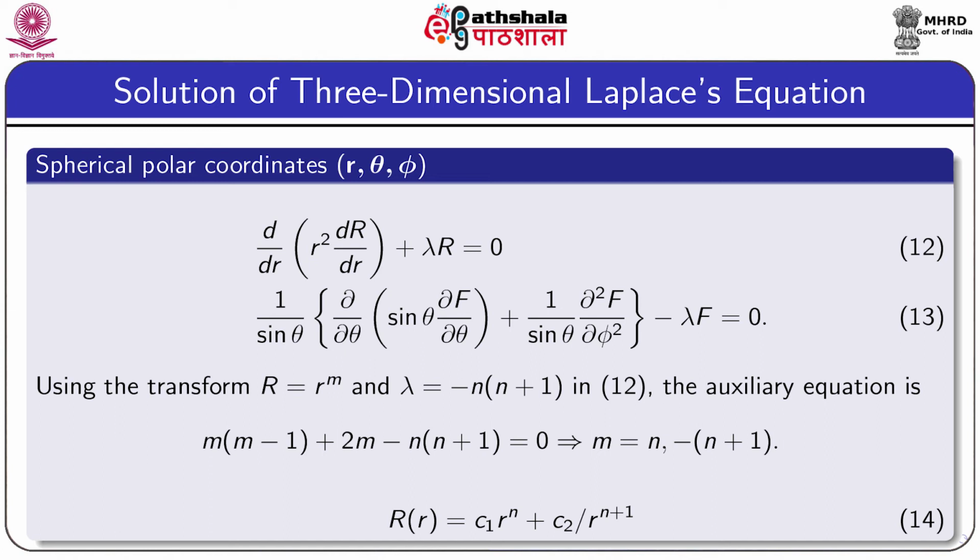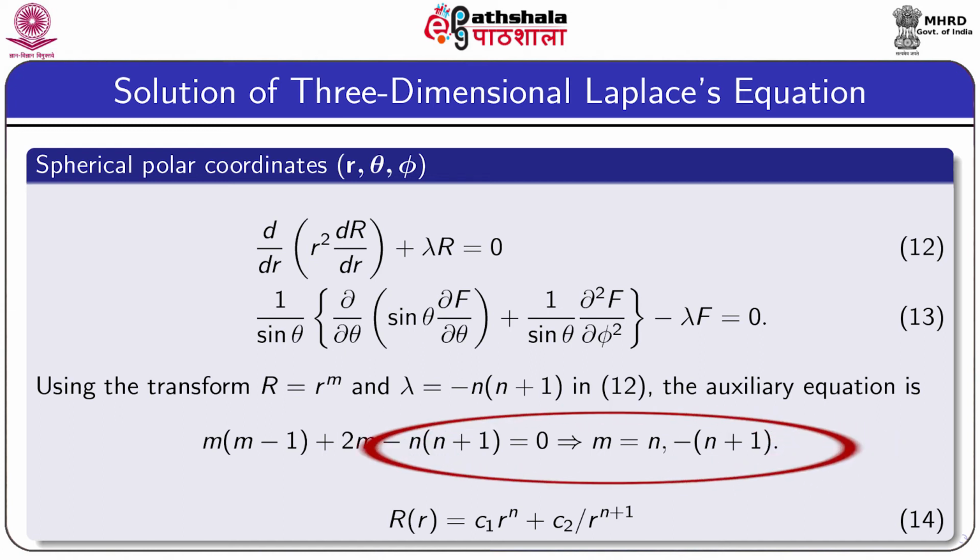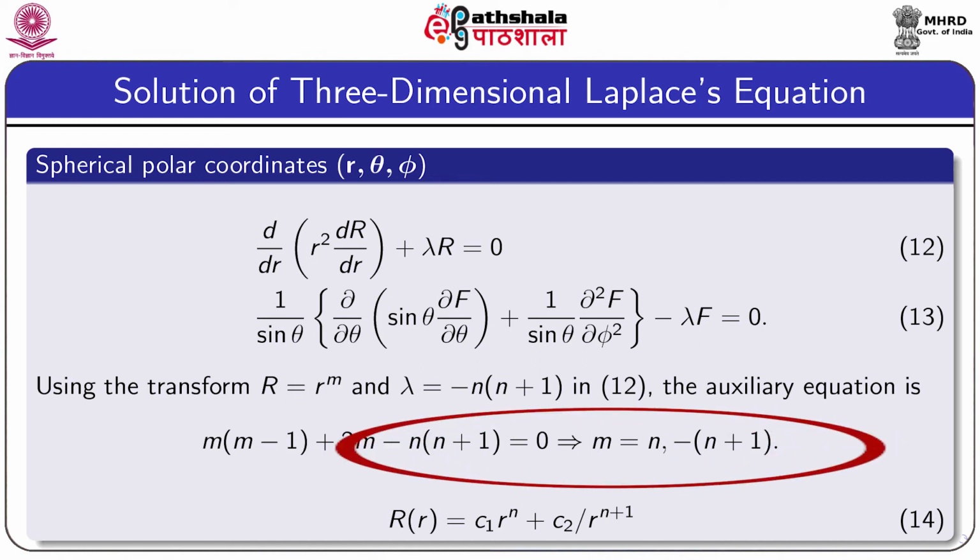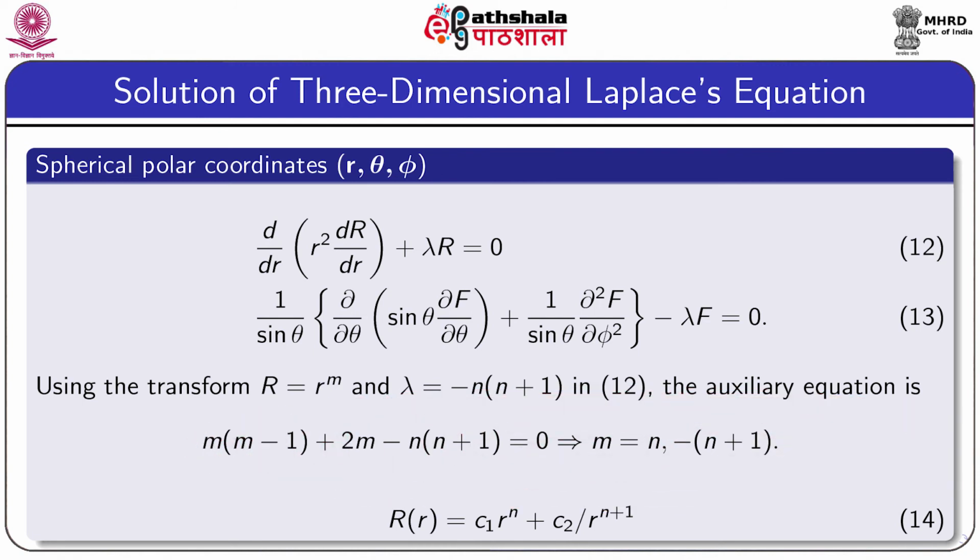For convenience, we assume lambda as minus n into n plus 1. Substituting this value of lambda, we obtain two values of m, n and minus (n plus 1). Thus, the solution of the R equation, or equation 12, is capital R equals C1 r to the power n plus C2 divided by r to the power n plus 1. Now, we have to find the solution for capital F, which is written in equation number 13.